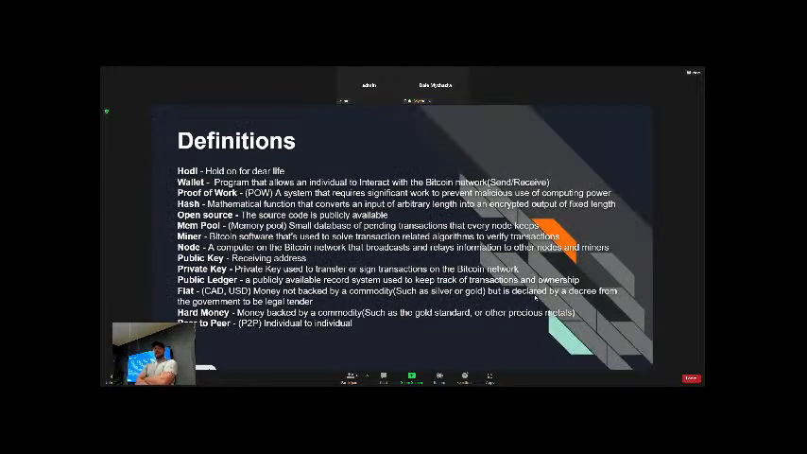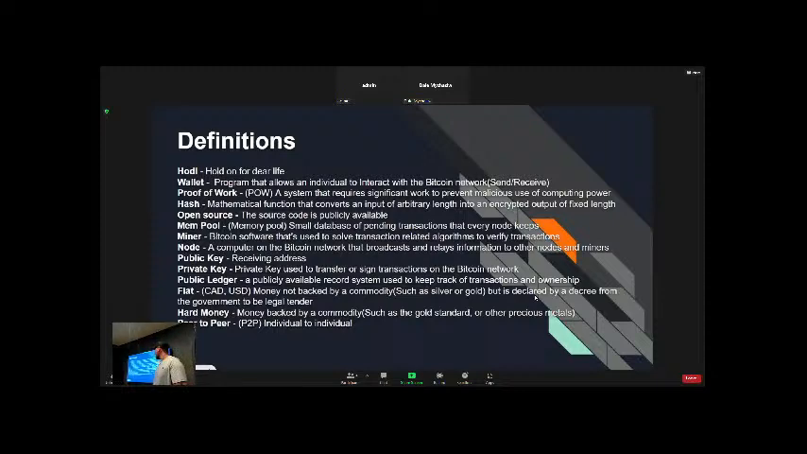So we've got a couple definitions that we're going to go over and what they all stand for. We'll start from the top and move our way down. HODL: hold on for dear life. It's an actual misspelling of hold that became a meme and is now associated with Bitcoin culture. Wallet is a program that allows an individual to interact with the Bitcoin network. Proof of work is a system that requires significant work to prevent malicious attacks on the Bitcoin network, or in this case, malicious use of computing power.